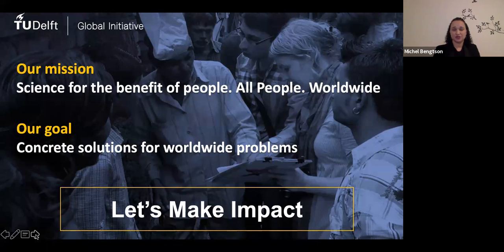My PhD research was funded by the TU Delft Global Initiative, which is a booster platform of science and technology for global development. The goal of our research is to develop concrete solutions for worldwide challenges and to make impact.